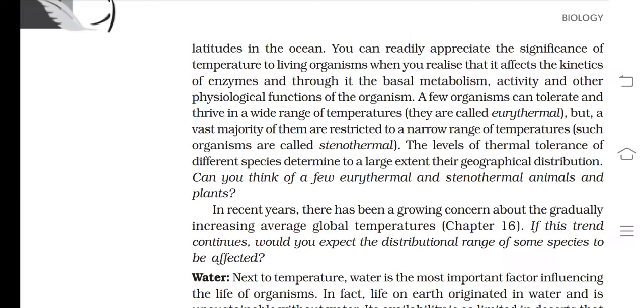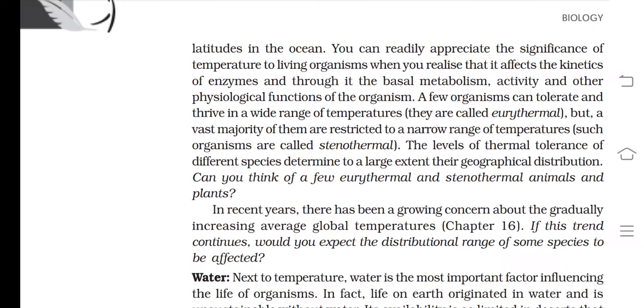Then 2 definitions were there. The first definition was of eurythermal and the second was of stenothermal. Okay, so you will remember the definitions as well as the differences between these 2 words, eurythermal as well as stenothermal. Then we can say that the level of thermal tolerance of different species will determine to a large extent their geographical distribution.